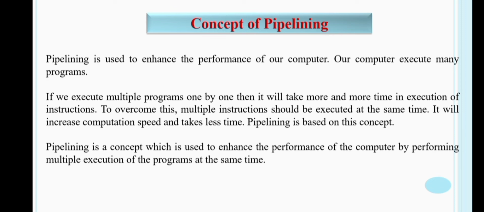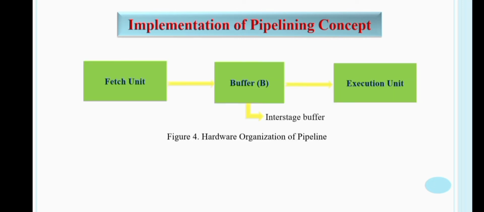Now the question is how we can overcome this problem, how we can improve the performance of the computer, how we can execute multiple instructions or concurrent execution at the same time? The simple answer is pipeline. How can we implement the pipeline concept? This is the diagram of hardware organization of pipeline. There should be a separate hardware module for fetching and execution. In between them, there should be a buffer.